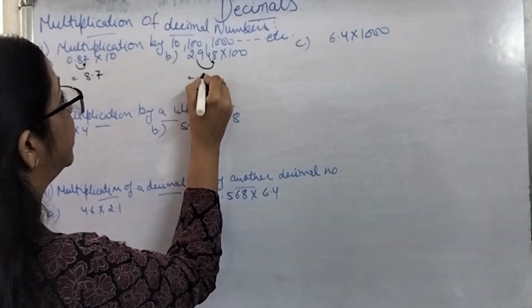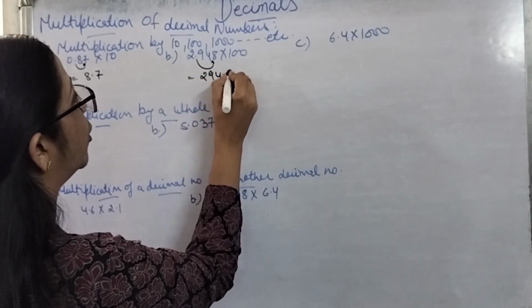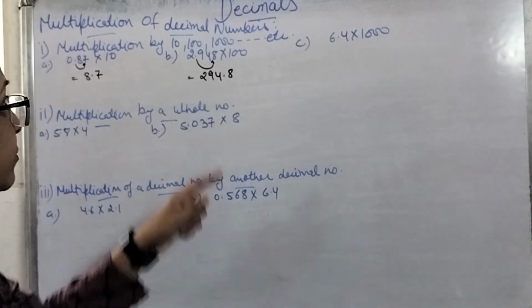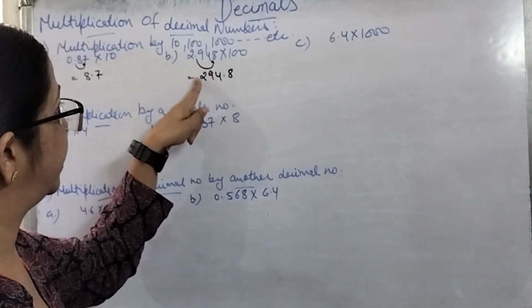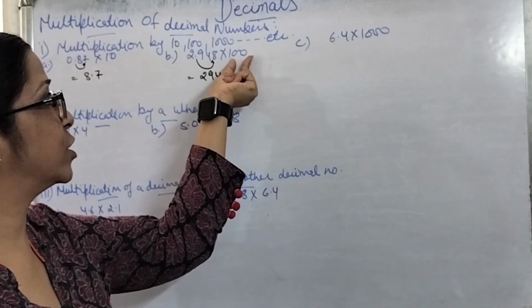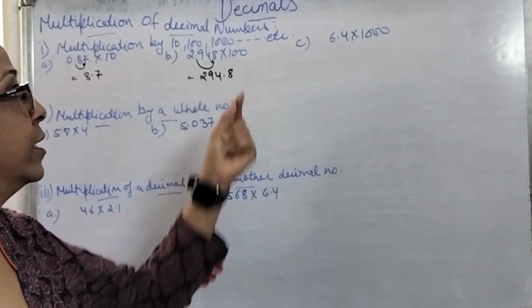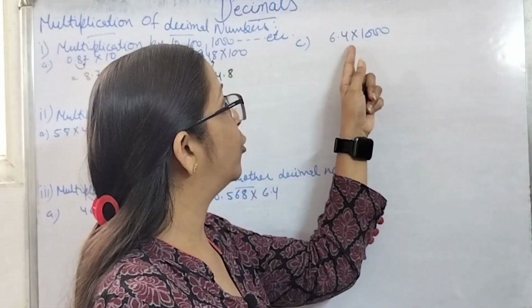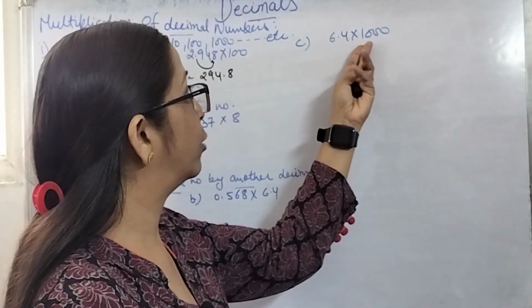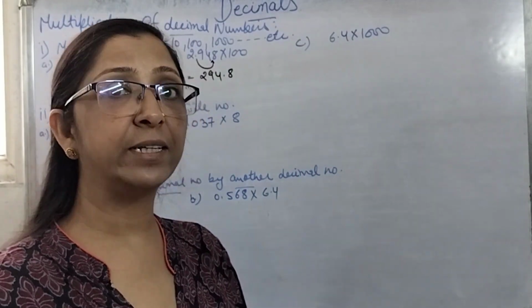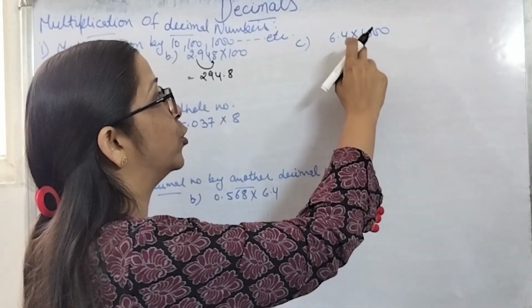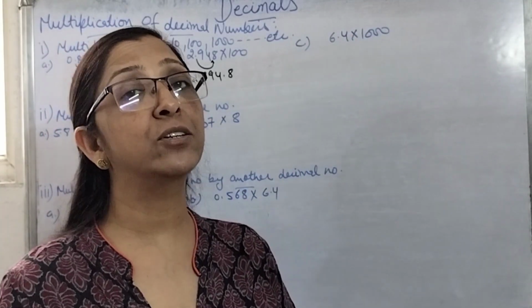So, the answer will be 294.8. The decimal has shifted towards the right by 2 digits because we have multiplied it by 100. Now the number is 6.4 multiplied by 1000. In 1000, there are 3 zeros after 1. So the decimal is going to shift towards the right by 3 digits.